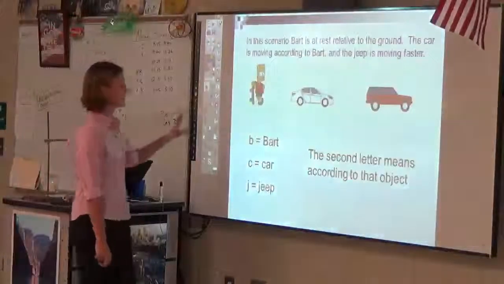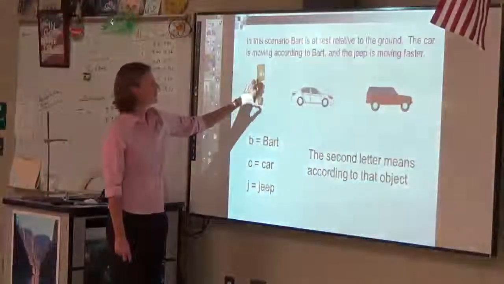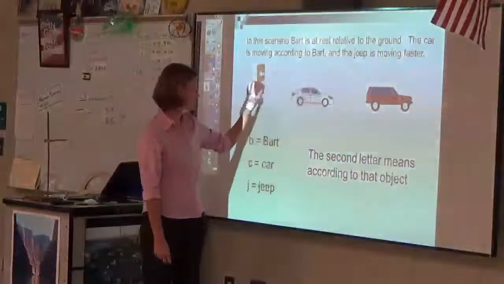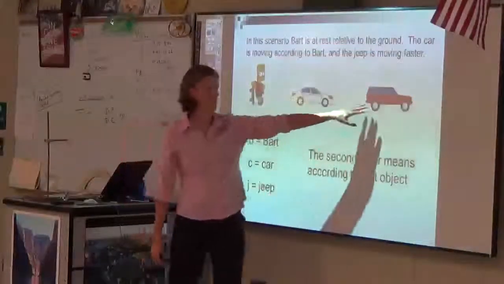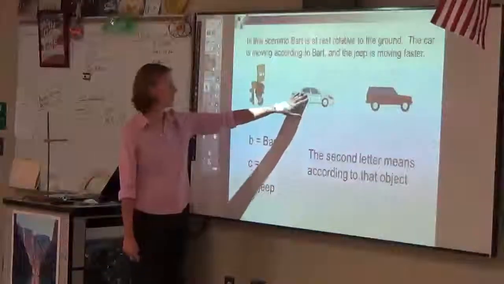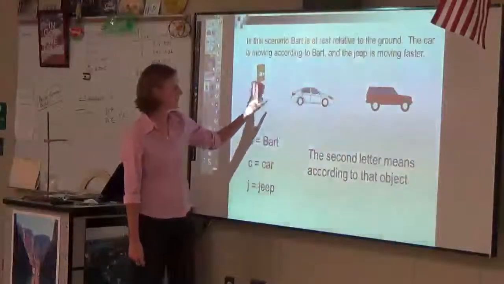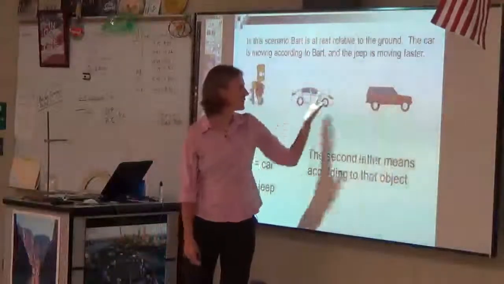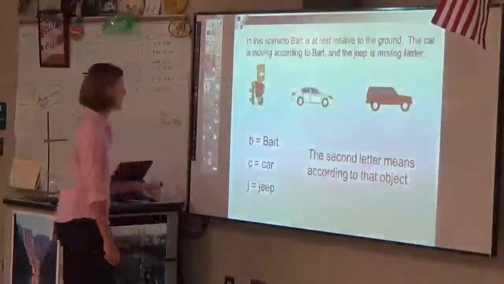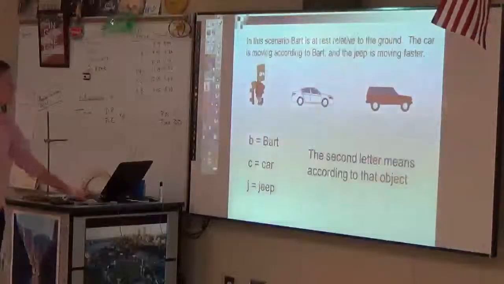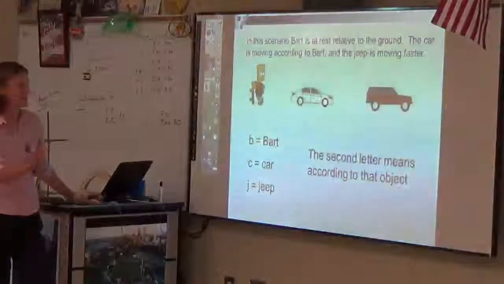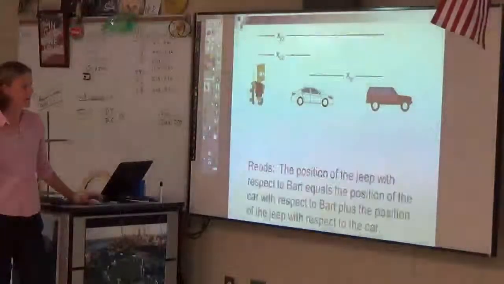But here's just a little scenario. Bart is still. This car is moving. He can see this car, but perhaps he can't see the Jeep. So maybe we know information about the car relative to Bart, and maybe the car knows what the Jeep is doing. So we have information about the Jeep relative to the car. So we'll use those letters, B for Bart, C for car, J for Jeep. And if it's a second letter, it means relative to that thing.